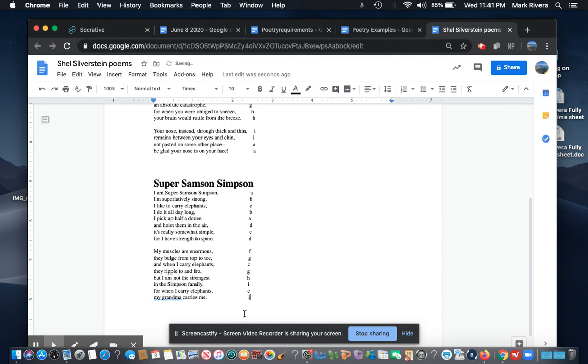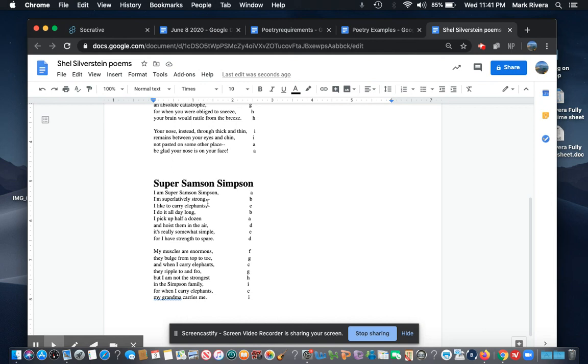Now, again, what I want you to pay attention to is certain things that we can notice about this poem. Again, when you're looking at poetry, you want to make sure that you're looking for figurative language. You're looking for images. You're trying to paint pictures. That's basically what poetry is. It's just trying to create a nice image in your brain. So if I look at this first line and the second line, there's something going on here. It says, "I am super Samson Simpson. I'm superlatively strong." What you should be noticing is a type of figurative language.